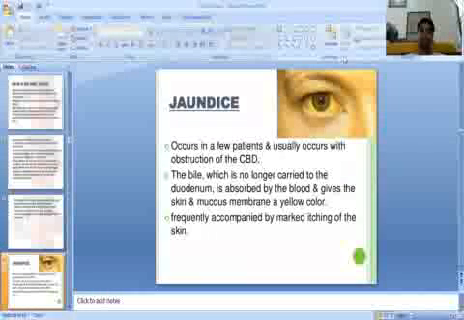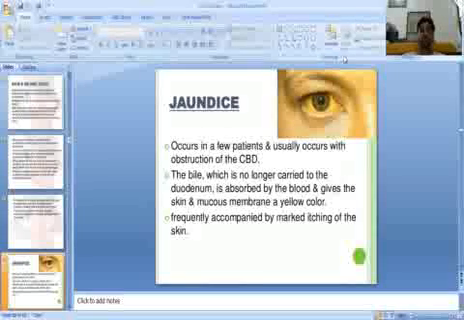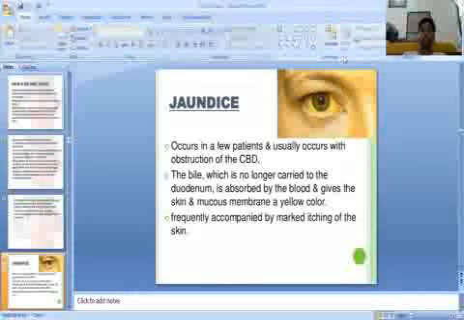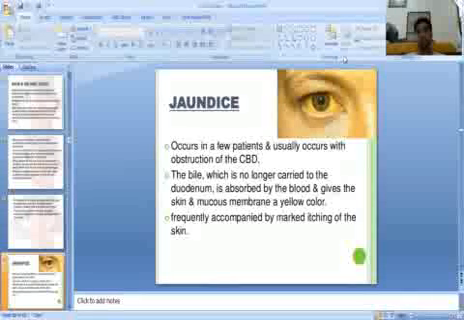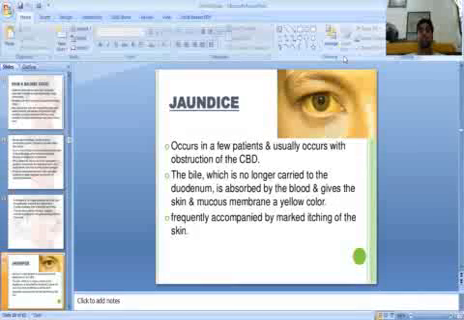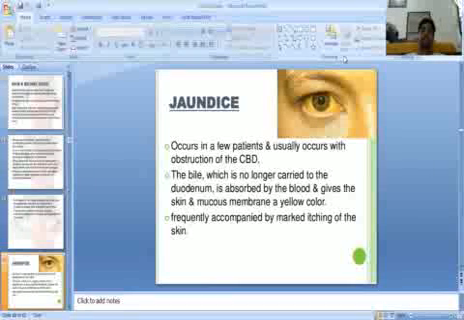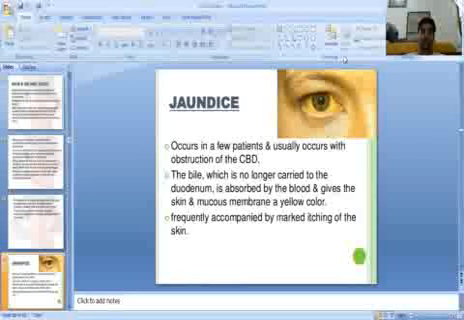Other symptoms: jaundice. It occurs in a few patients and usually occurs with obstruction of the common bile duct. The bile, which is no longer carried to the duodenum, is absorbed by the blood and gives the skin and mucous membranes a yellow color, frequently accompanied by marked itching of the skin.